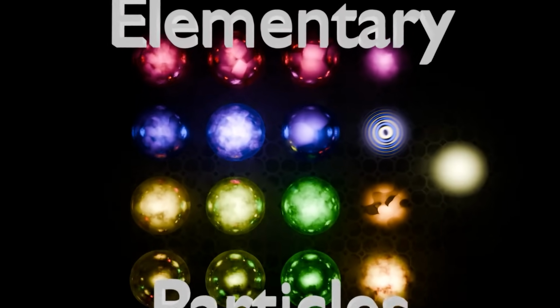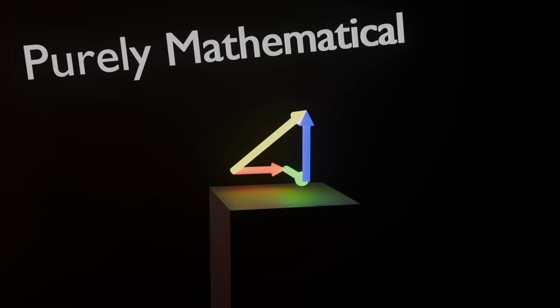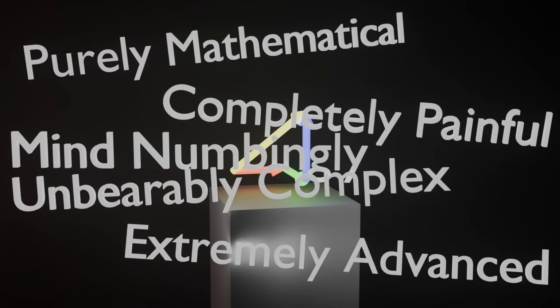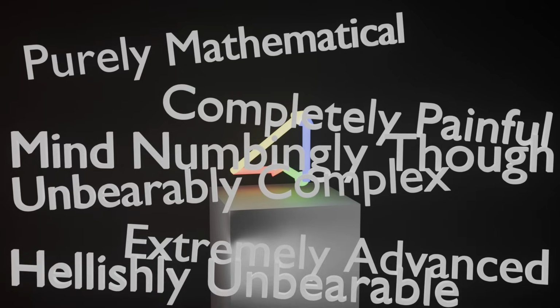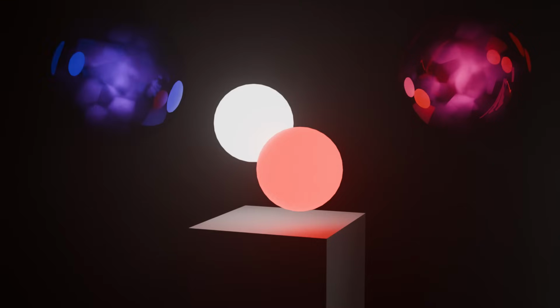So first, quarks. For quarks we have two ways to understand them, the basic way and the accurate way. The accurate way is purely mathematical, extremely advanced, completely painful, unbearably complex and mind-numbingly tough, hellishly unbearable, so yeah, we'll just use the basic one. The basic one is, we have up quarks and down quarks, and they make up protons and neutrons like this.